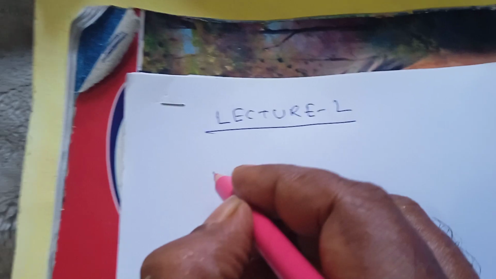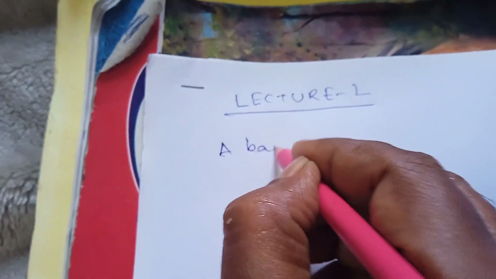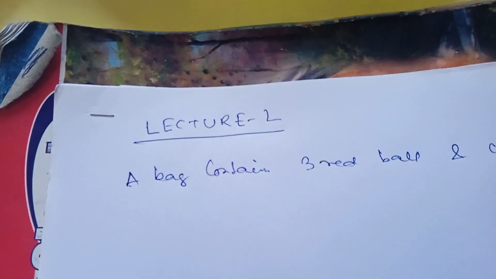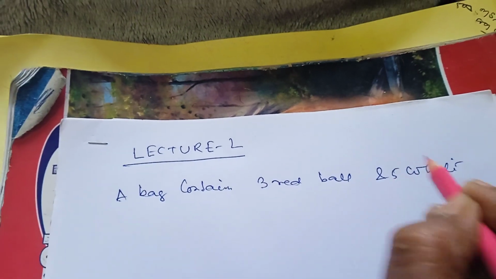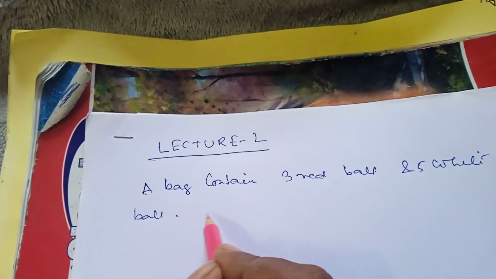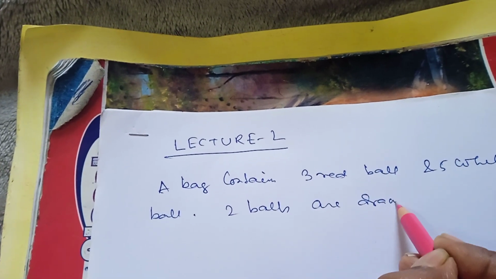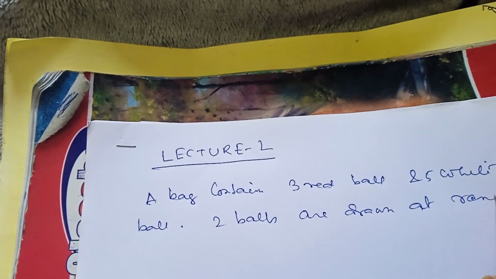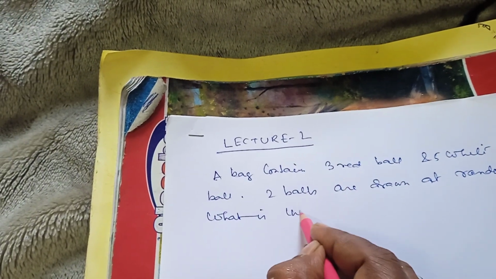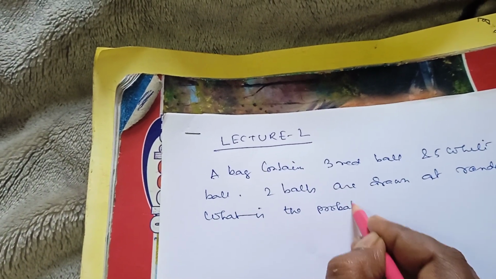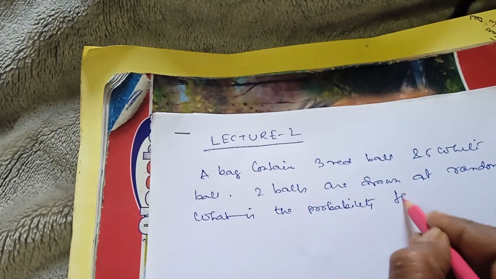Today I have started with the two problems regarding probability. The first one is that a bag contains three red balls and five white balls. Two balls are drawn at random. What is the probability that the balls are red?